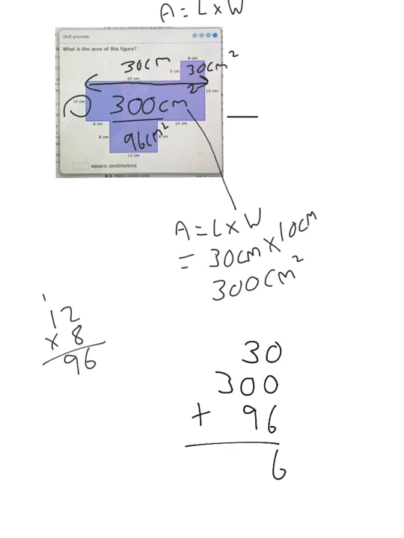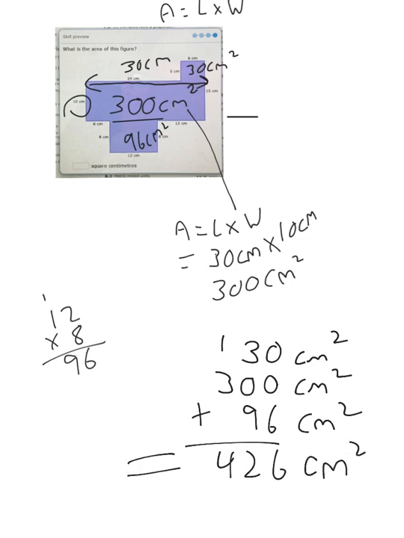6 plus nothing is 6. 3 plus 9 is 12. 2 down, 1 up. 1 plus 3 is 4. And sorry, I didn't write in my units. Bad, Miss Cooper. Centimeter squared, centimeter squared, centimeter squared. We're just adding, so our units stay the same. Our final answer, the total square centimeters of the shape, is 426 centimeters squared. Hope that makes sense. Good luck on the task.